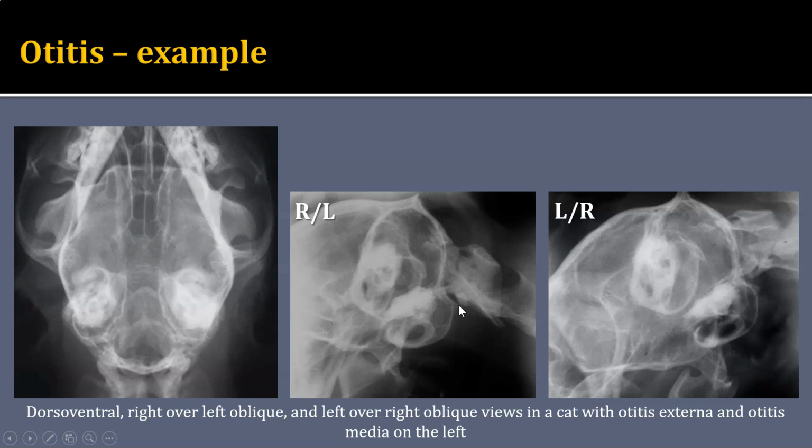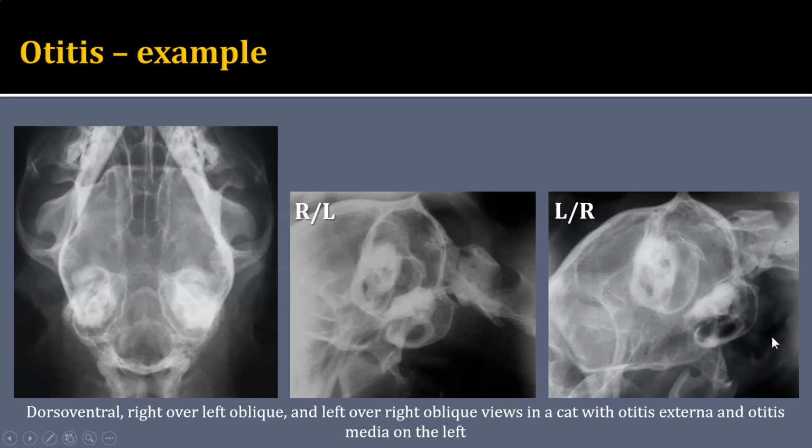On the right over left oblique, this is our left tympanic bulla, the right one's up here, and on the left over right oblique, this is the right tympanic bulla, and the left one is superimposed. Compare the affected left side where there is increased soft tissue opacity and thickening of the wall of the bulla compared to the normal right side.